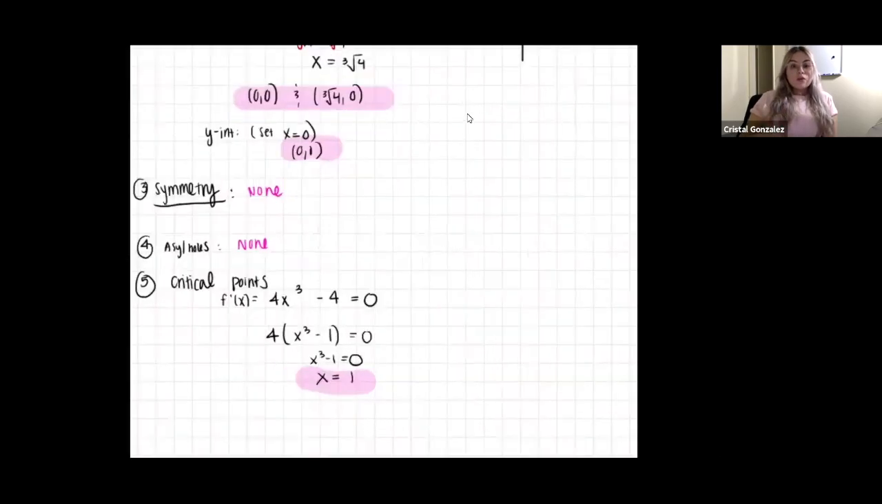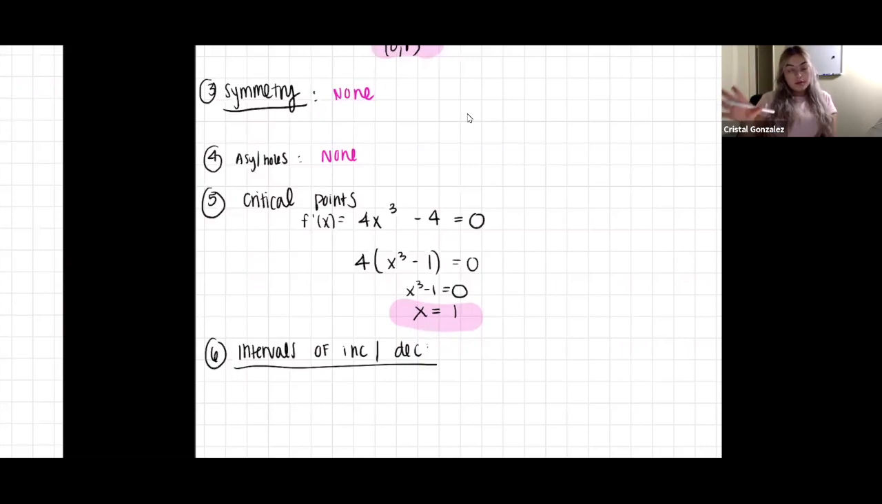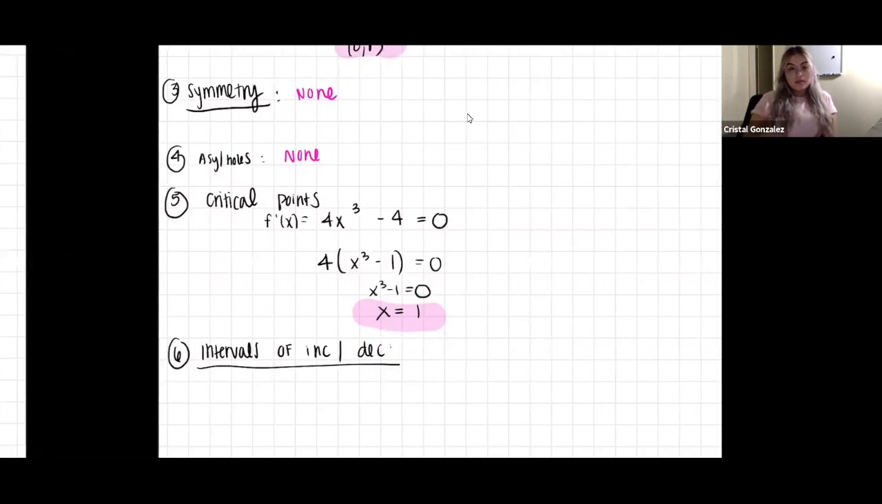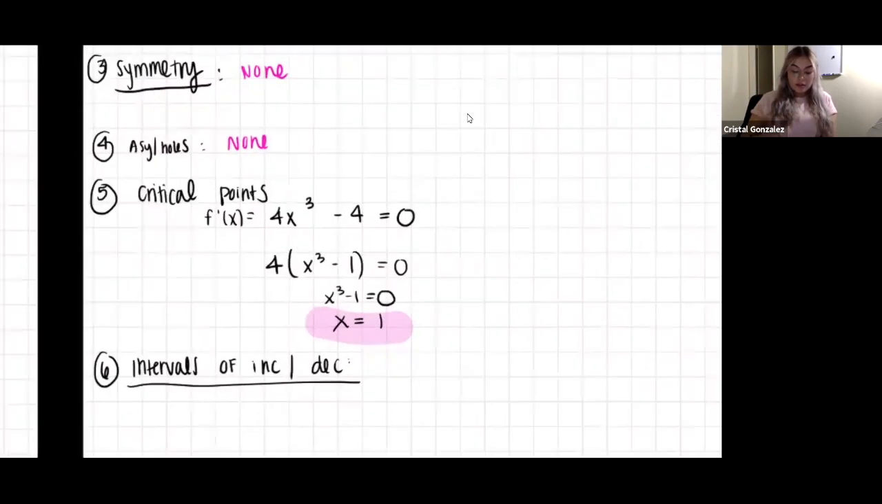Okay, so our sixth step is to find our intervals of increasing and decreasing. I'm going to have to edit this video so much because you don't even know. There were so many points where it did that, and I was just over it.